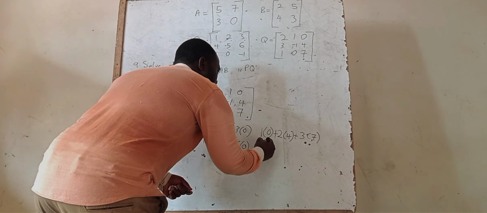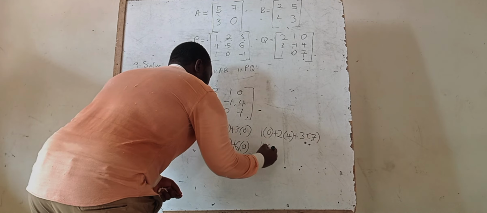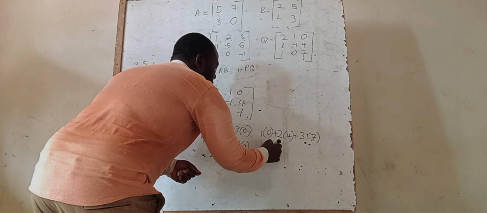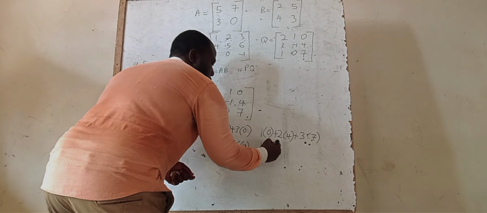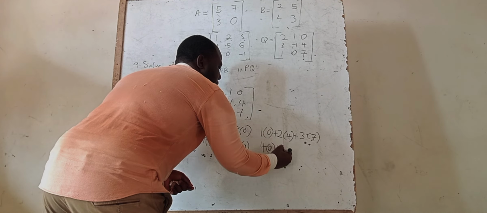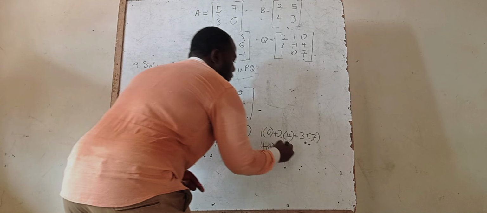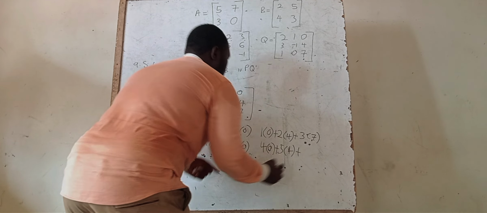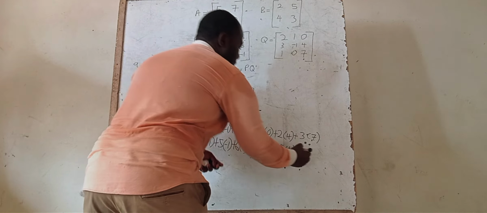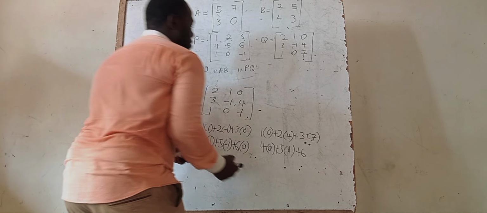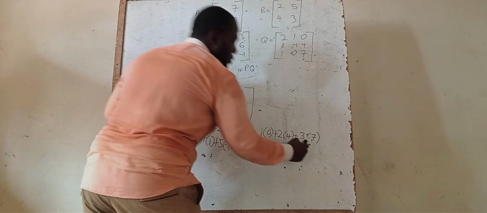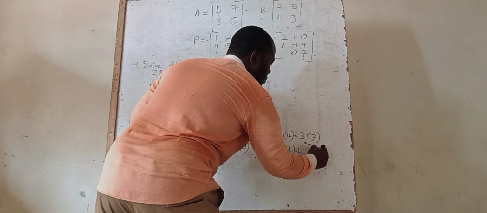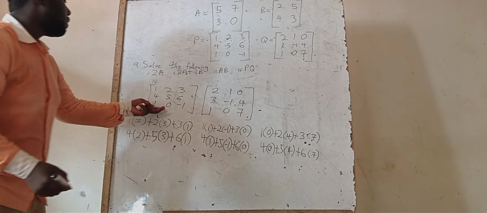Move on to the next one. We take 4. 4 will take on 0. This one. We take 5. 5 will take on 4. We take 6. 6 will take on 7. Now we move on to the last row.